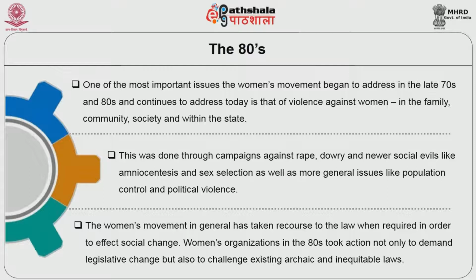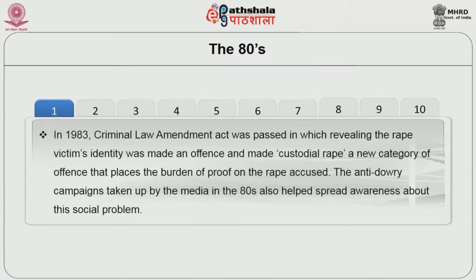In Mumbai, the organization Forum Against Rape was started, which protested publicly and asked for legal action to be taken. The work bore fruit and rape laws were modified thanks to the anti-rape campaigns of the late 70s and the early 80s. In 1983, a criminal law amendment was passed in which revealing a rape victim's identity was made an offence, and custodial rape was made a new category of offence that places the burden of proof on the rape accused.